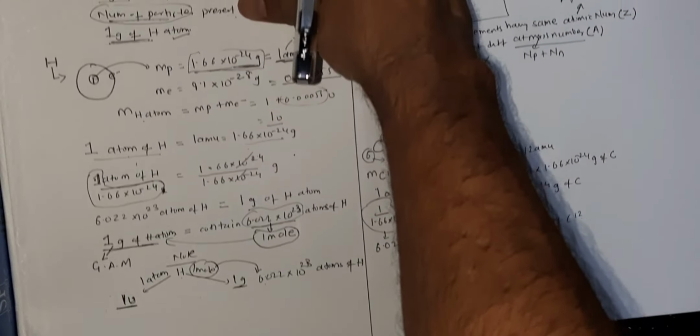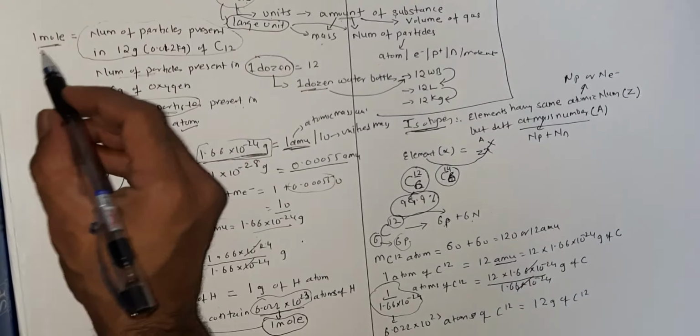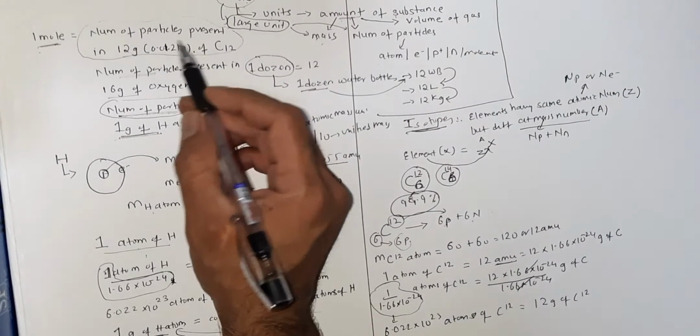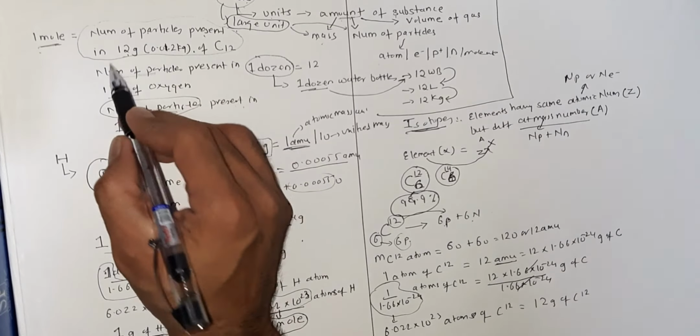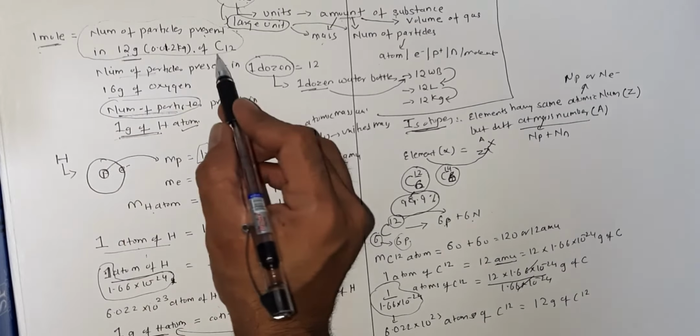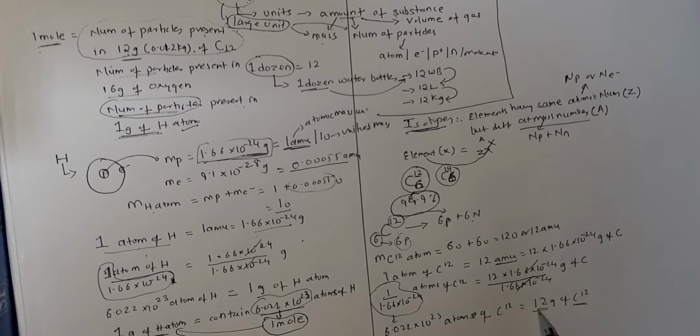So what I said, one of the definitions of 1 mole, the recent definition of 1 mole, is the number of particles present in 12 gram of C12. So how many particles are there in 12 gram of C12? The same as that present in 1 gram of hydrogen, the same as present in 16 gram of oxygen. Got it? So this will be called what?